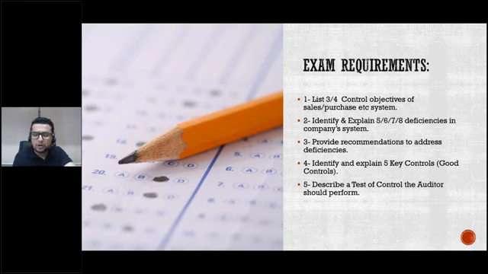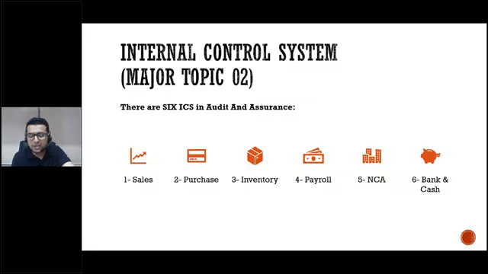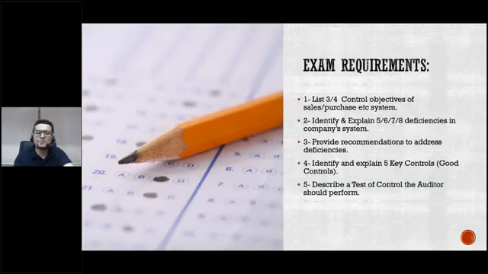So as a student, what should be your target for the day? Before the next session of the webinar, before tomorrow's session, you need to prepare at least 4 control objectives of sales system, 4 control objectives of purchase, and similarly for inventory, payroll, non-current assets, and bank and cash. If you are going to prepare 3 to 4 control objectives for all these 6 systems, you are absolutely well prepared for this first exam requirement, which is more knowledge based rather than application based. Is this clear? The first exam requirement out of the 5 exam requirements, is this clear to everyone? Can I have a confirmation on that?